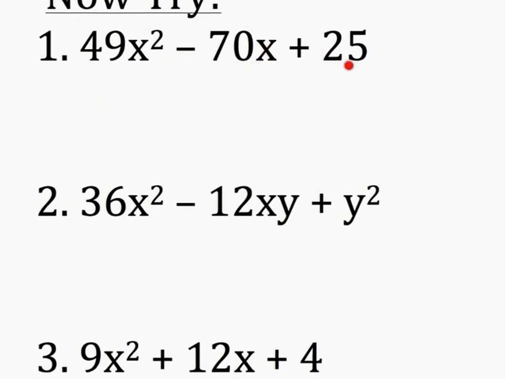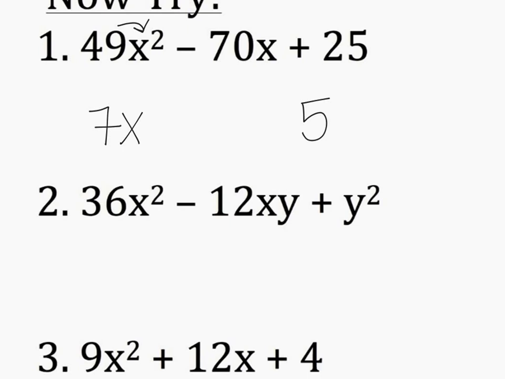1, 2, 3. Check. Can I square root 49? If I square root 49, I will get 7. Now you see how the 49 has a variable x to the power 2, so I give the 7 only an x. Now look at the third term. It's 25. Can I square root it? Yes, I will get a 5.